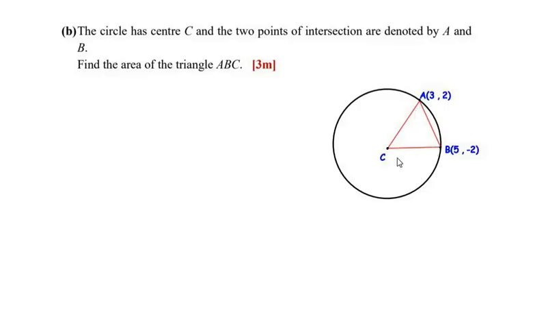Before that, let us try to find out the coordinates of the center of the circle. For this we need the equation of the circle which was given in the question. The equation was x square plus y square plus 4y minus 21 equal to 0. Now the general equation of a circle is given as x minus a the whole square plus y minus b the whole square is equal to r square, where a and b represent the coordinates of the center of the circle and r represents the radius of the circle.